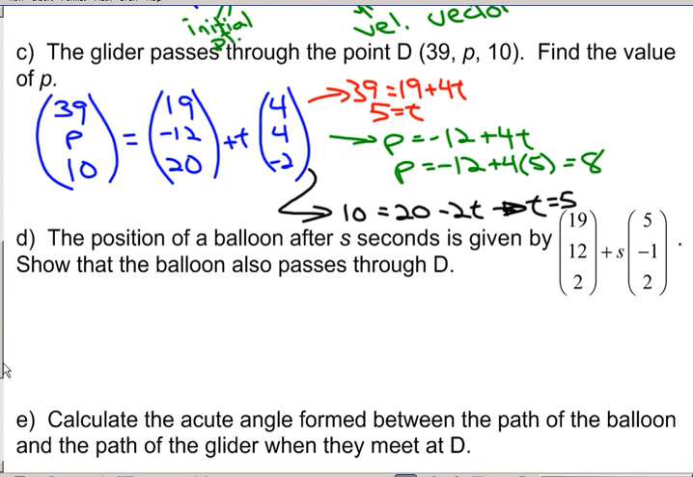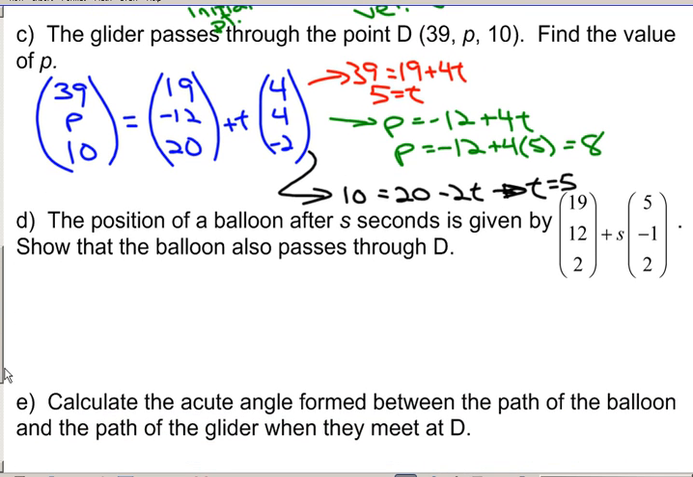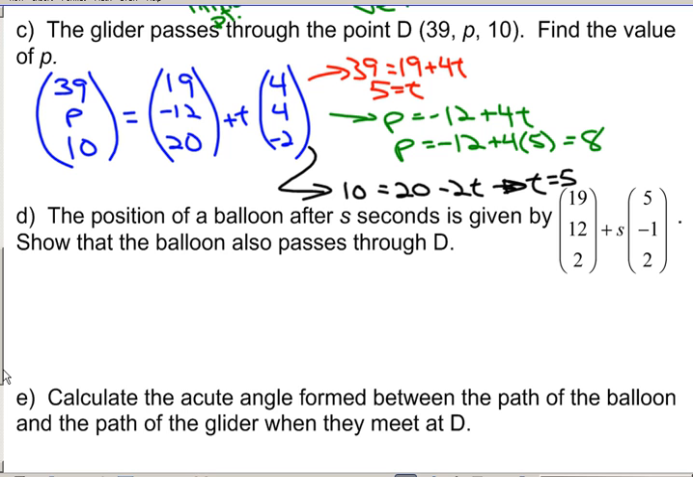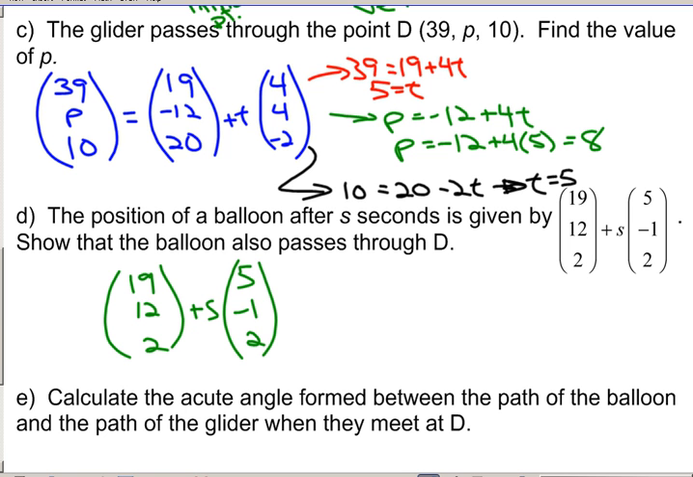Now, the position of a balloon. Another object is given by this: 19, 12, and 2 plus s times 5, negative 1, and 2. And it passes through the point D. So at some time, it's going to go through 39, we found p was 8, and 10. So I'm just using this point D from up here.